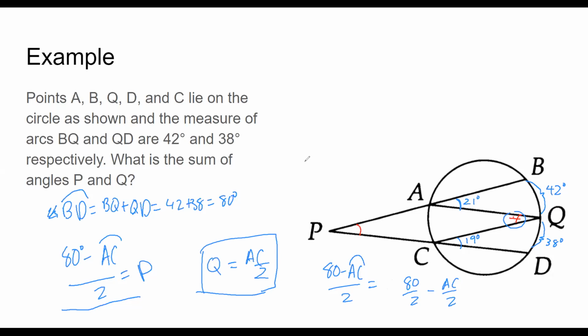Actually, we add these two equations together, because we have a negative here and a positive here. So let's write P plus Q. P plus Q is equal to, I'm going to rewrite this. P is equal to 40 minus AC over 2. Okay, so P plus Q is equal to P, which is 40 minus AC over 2, and then plus Q, and Q is AC over 2. And now we have a minus AC over 2 plus AC over 2. We cancel this out, and that just gives us P plus Q is equal to 40.